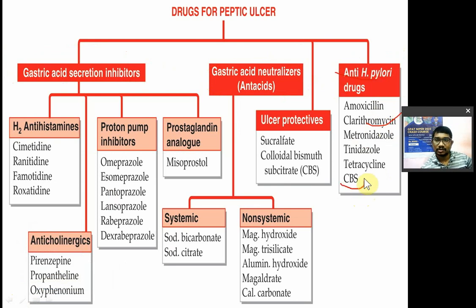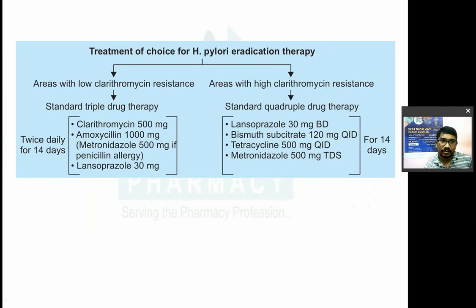Out of that, you have to remember clarithromycin is the antibiotic of choice in H. pylori infection, right? Colloidal bismuth salts also have anti-H. pylori activity. We'll see in the next slides about the triple therapy and quadruple therapy of ulcers.